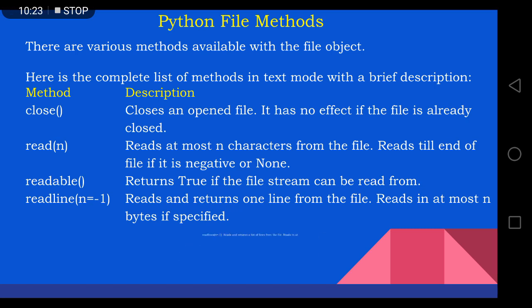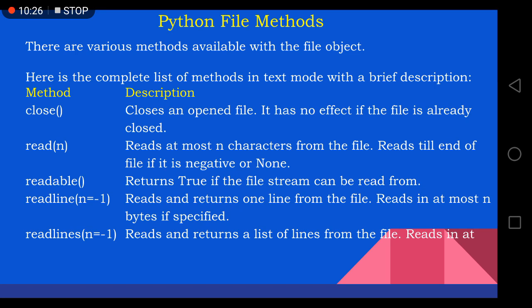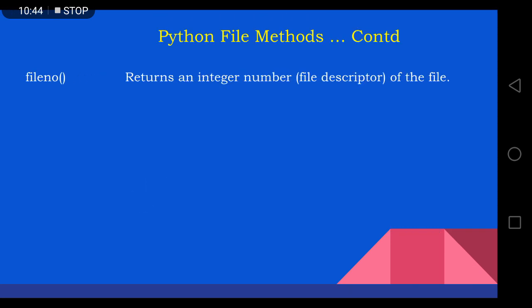Next we have the function called readlines(n=-1). This is readlines, which means we can read a list of lines from the file. If n is mentioned, it will read at most n bytes or characters. Now there are a few more file methods, including the write functions. Before that we have fileno. File number is an integer which returns the file descriptor of the file. So any file will have a file ID, which is a descriptor, and that will be returned if we call the function fileno.